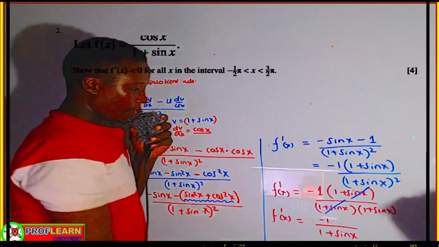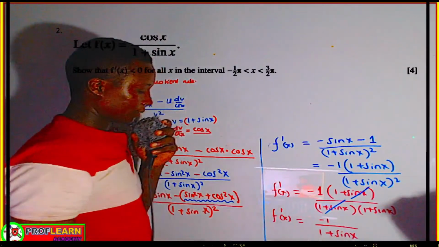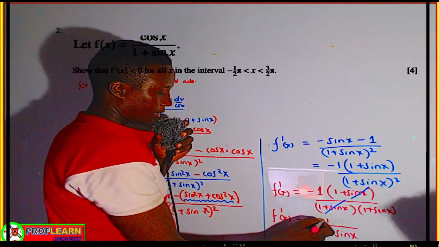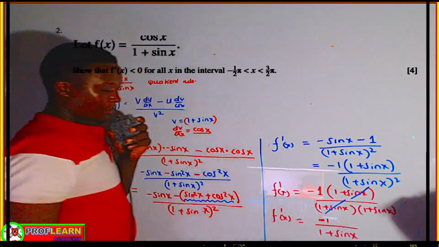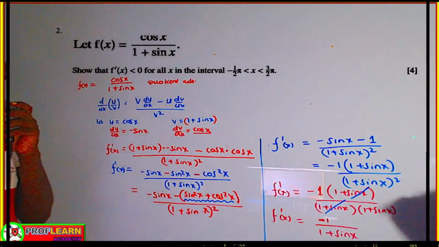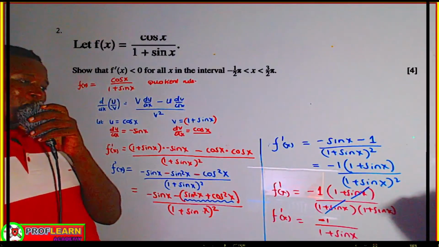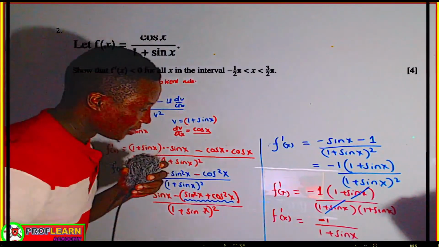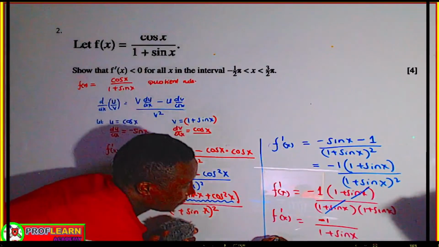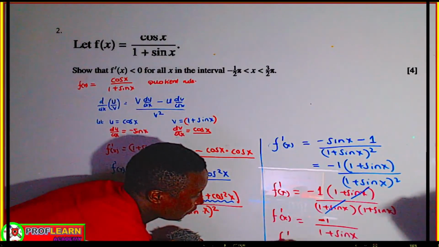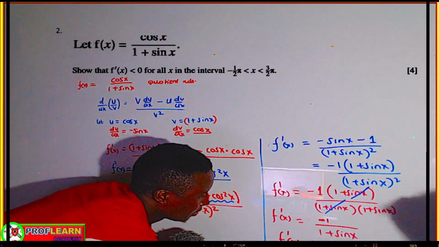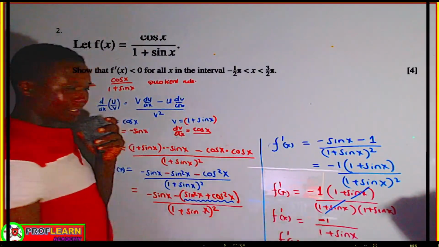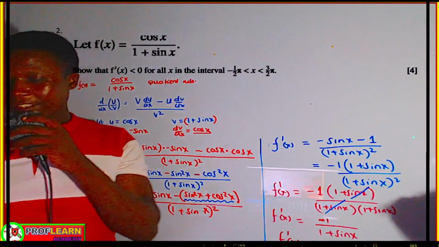So for all values of x, since this function is having a negative here, this is going to be negative. So f prime of x is actually going to be less than 0. It's going to be negative because we are having that negative at that particular point.